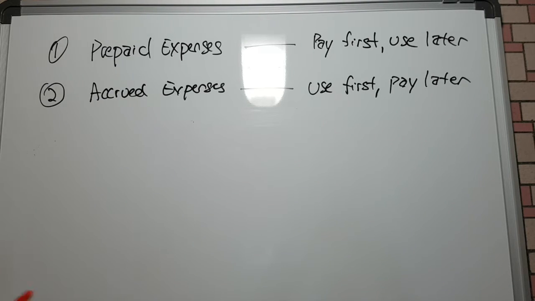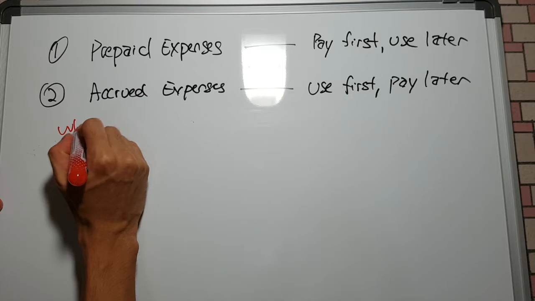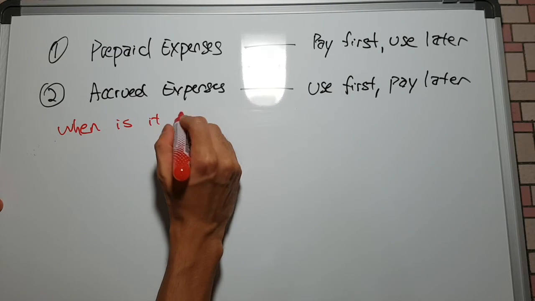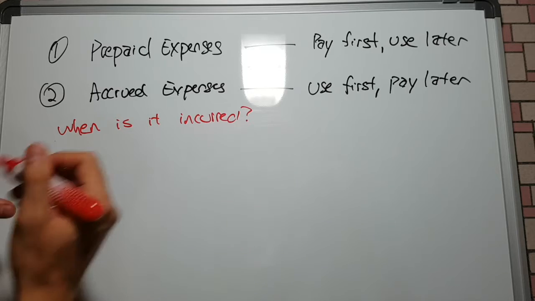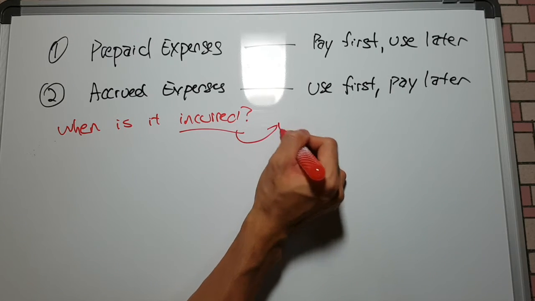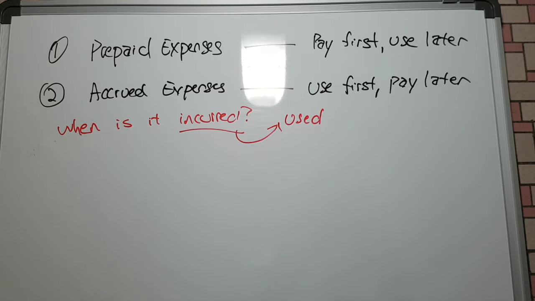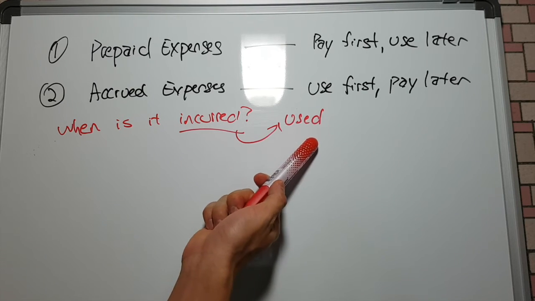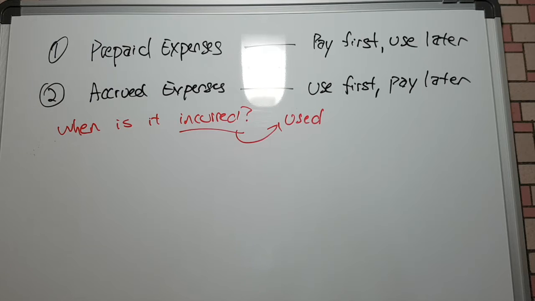For this kind of question, the most important question you want to ask yourself is, when is it incurred? A lot of people ask me, Mr. Lee, what is incurred? They do not understand the word incurred. Incurred simply means used. When is it used? Let's say we are talking about utilities expenses. When did you use the water? When did you use the electricity? This is what we mean by incurred.